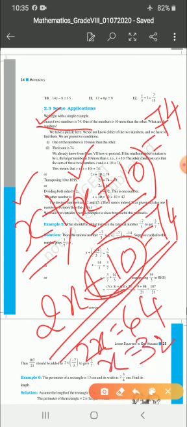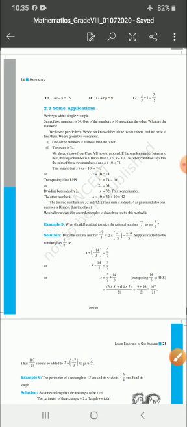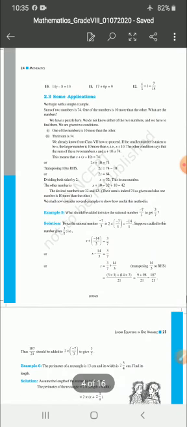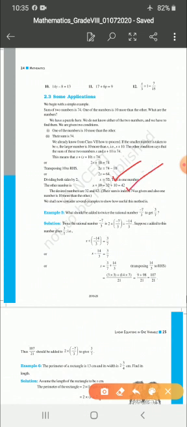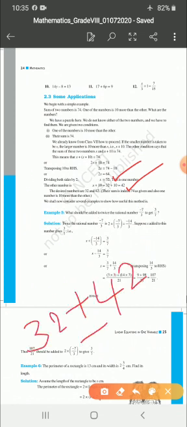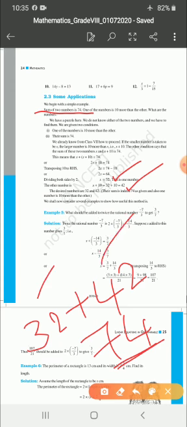What is the other number? x plus 10. So you substitute this 32 here. Then 32 plus 10 is nothing but 42. So the numbers will be 32 and 42. Let us check: 32 plus 42, if you add, how much do you get? 74. In the question it is given that the sum of two numbers is 74. Did you get the 74? So these are the two numbers.